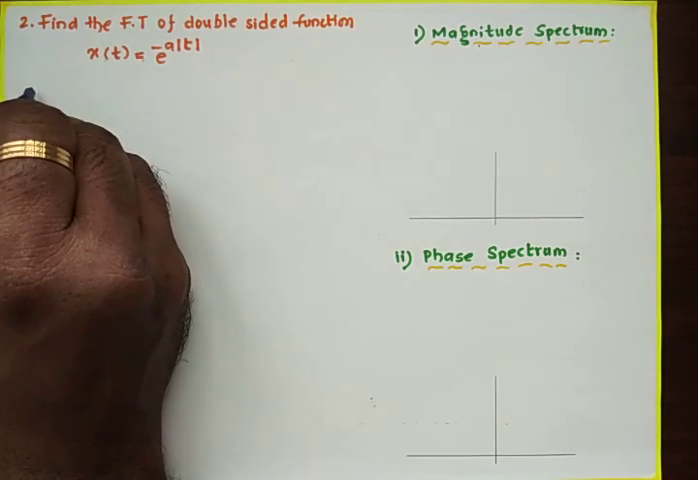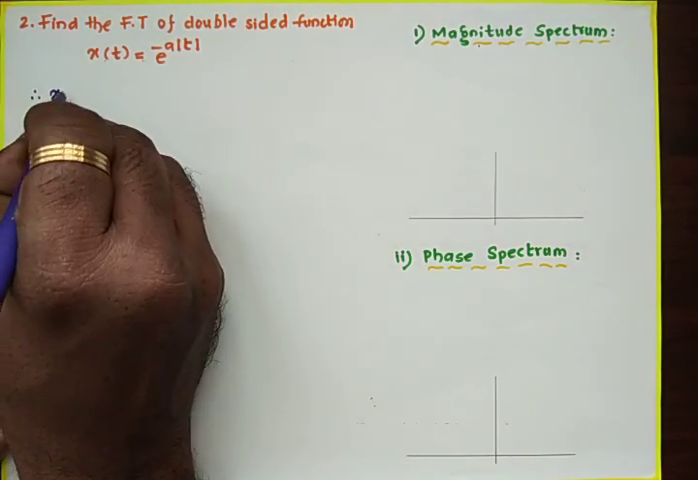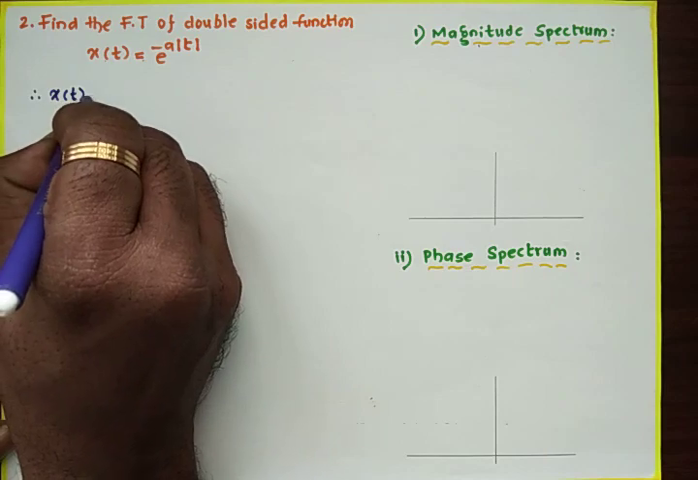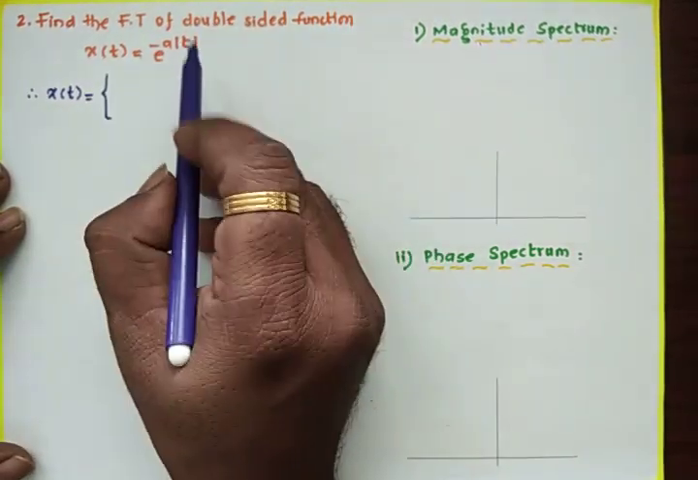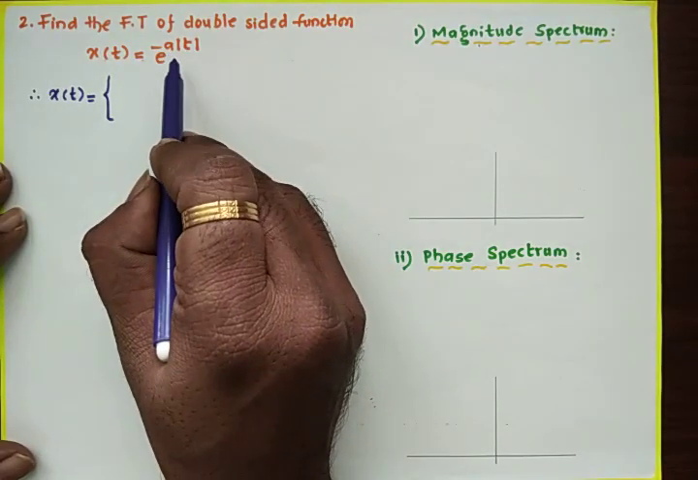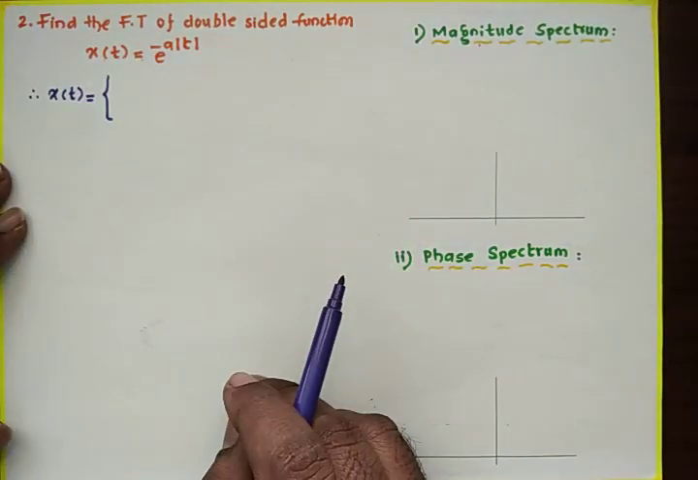So I can write X of t is equal to... I am converting this into the double-sided form by substituting t positive and t negative, and I can get the double-sided X of t.